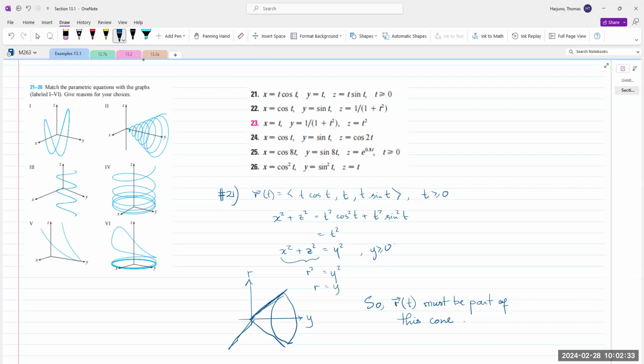Now, when you look at the graphs here, which of those gives you the curve that travels on this cone? You can see it will travel this way maybe, and that mimics the second one. This is the match for number 21. Does it make sense?